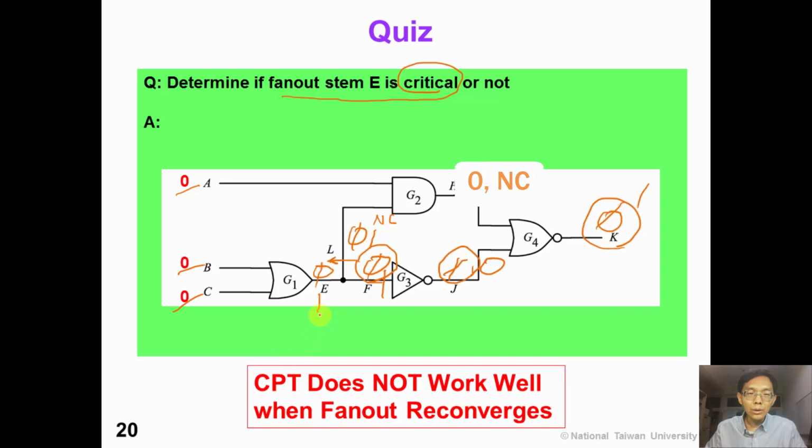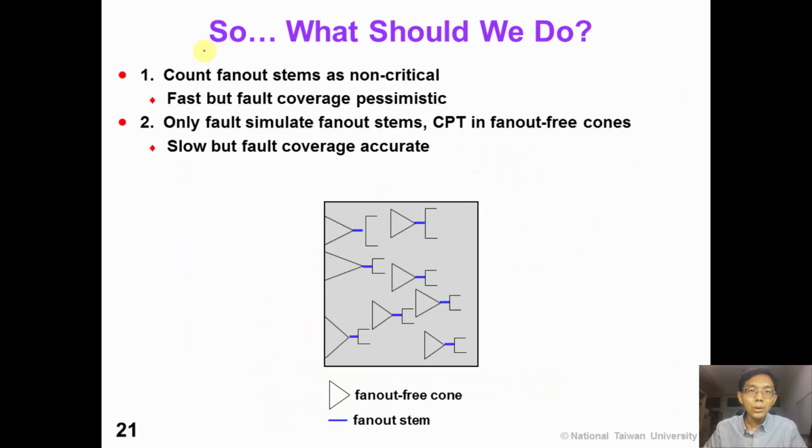So actually we don't know how to determine the criticality of a fanout stem unless we perform a real fault simulation. So critical path tracing actually does not work well when fanout reconvergence happens, like in this example. So what should we do? Since there are many fanouts in a circuit, we have two simple solutions.